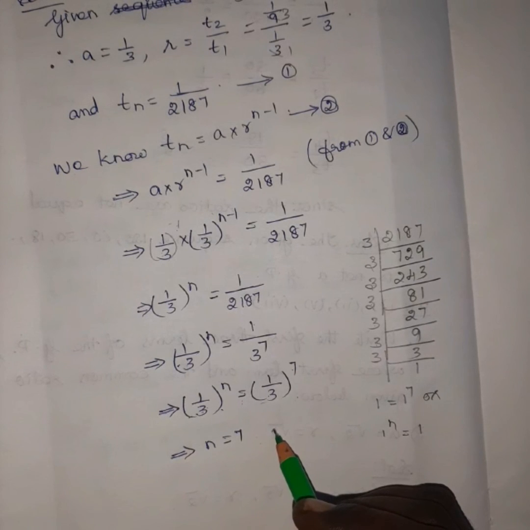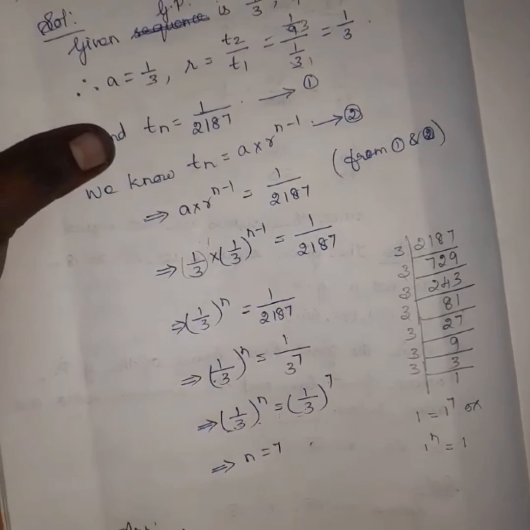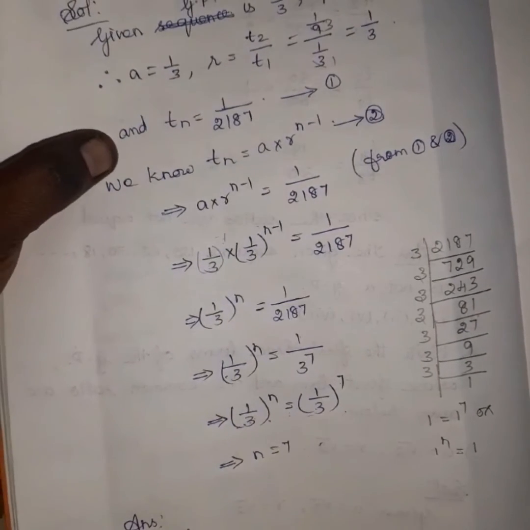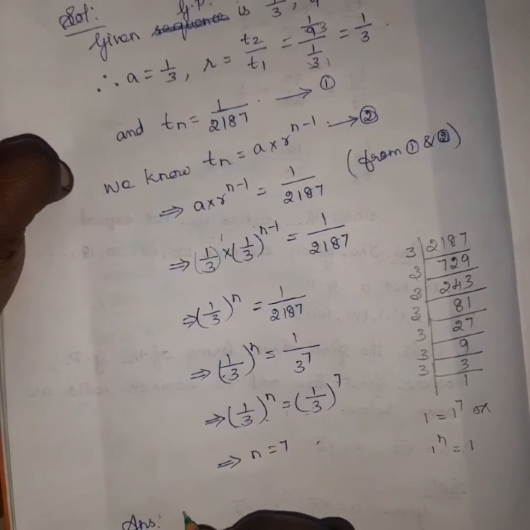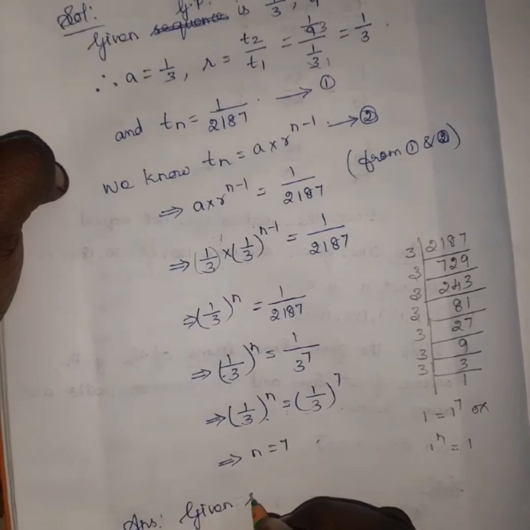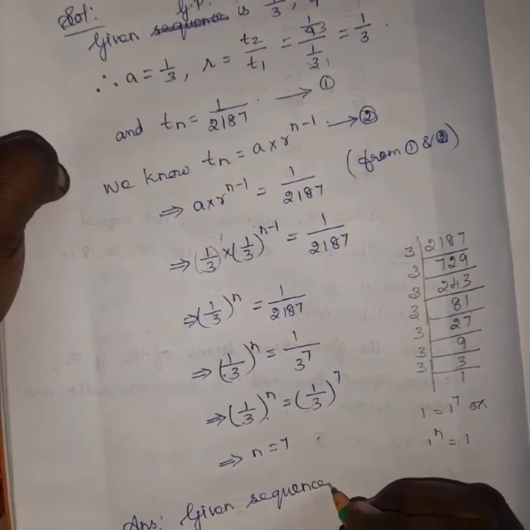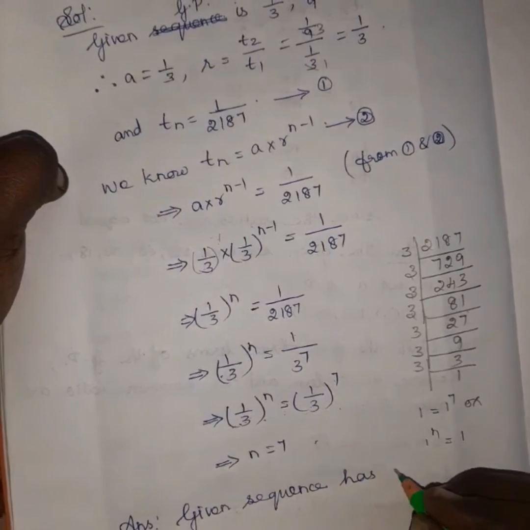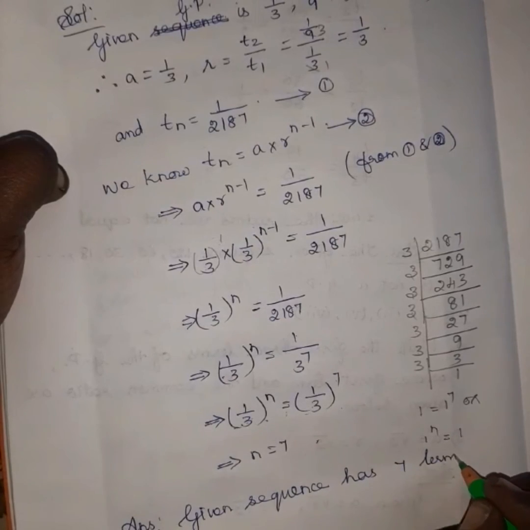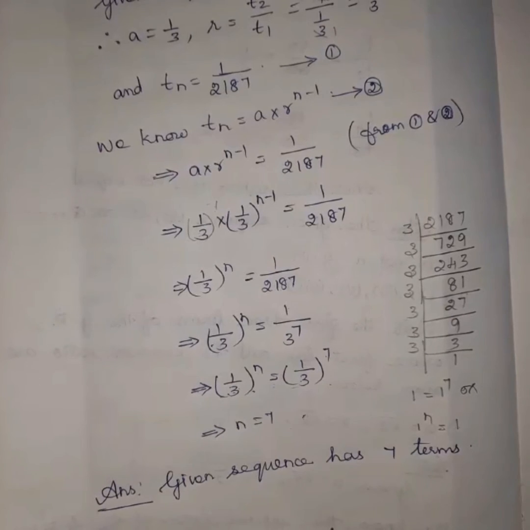Are you clear? So how many terms are there? The last term is the 7th term, meaning totally 7 terms are there. Okay. So the given sequence has 7 terms. Are you all clear? Okay, thank you students.